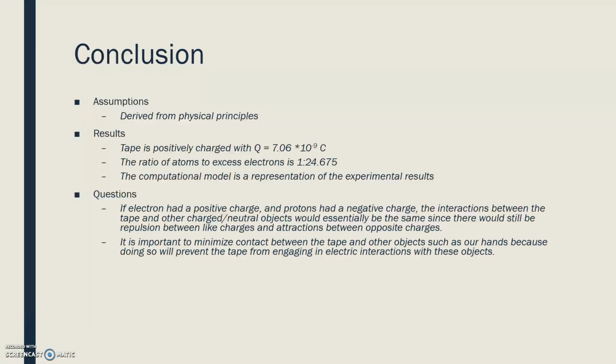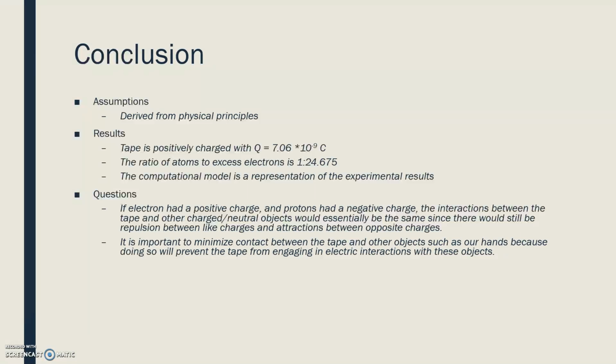After collecting the data, I used Coulomb's law and the law of universal gravitation to calculate the charge of the tape, which I determined to be 7.06 times 10 to the negative 9th coulombs. Thereafter, I calculated the ratio of atoms to excess electrons to be 1 to 24.675. The computational model of the system is an accurate representation of the experimental results.